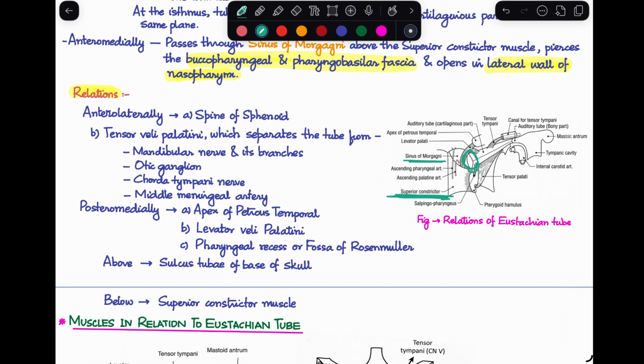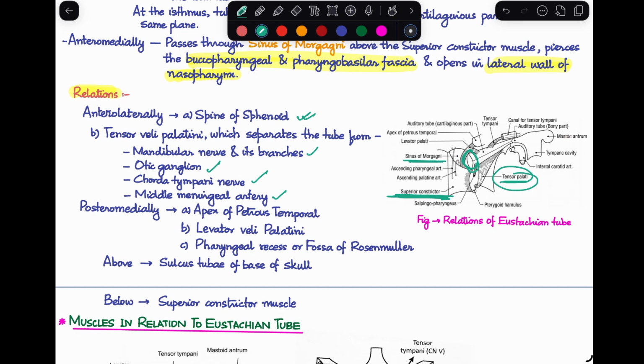If we look at the anterolateral section, the relations are the spinosphenoid and the tensor veli palatini muscle. Here you can see the tensor veli palatini muscle. This tensor veli palatini muscle separates the tube from the following structures: the mandibular nerve and its branches, the otic ganglion, the chorda tympani nerve, and the middle meningeal artery. These are the anterolateral relations.